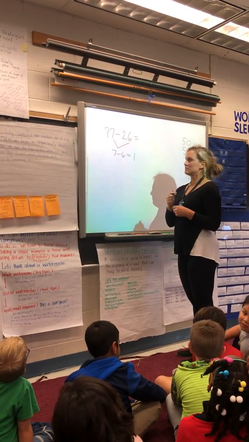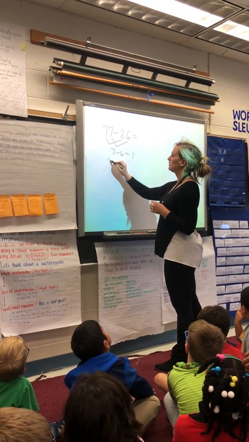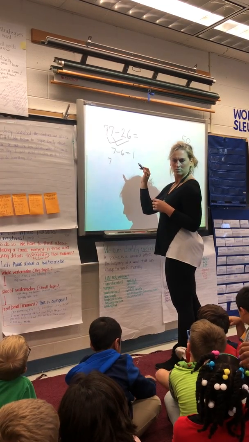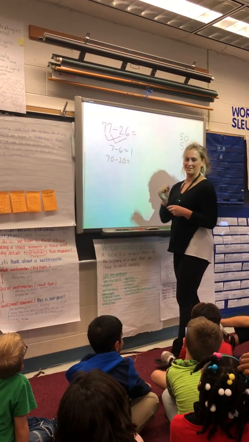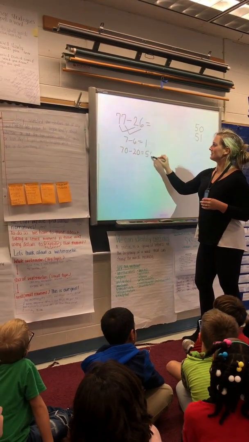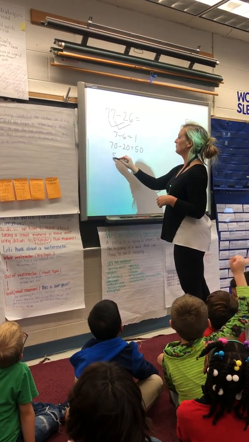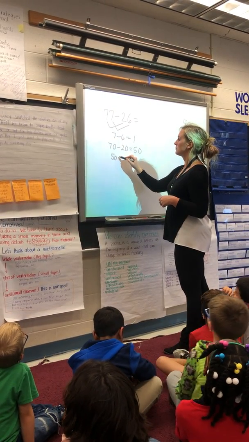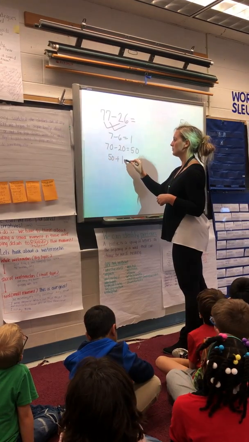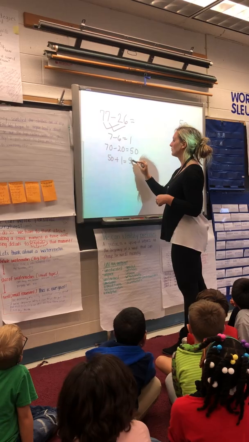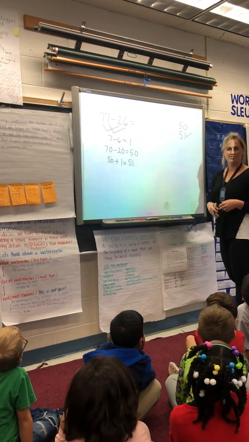Okay. 70, good. 20 equals. I'm going to choose my answer. Okay, that's fine. So 70 minus 20 equals what? 50. Good. And then I did 50 plus 1 equals 51. That's right. I heard you that you changed your answer. That's awesome. You did that on the fly.